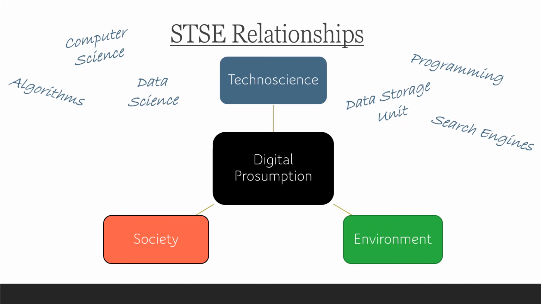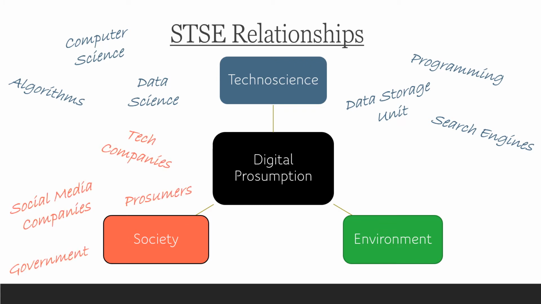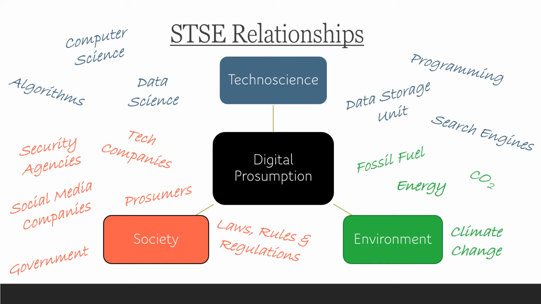Some key social players that might determine possible outcomes of prosumption include tech companies and social media companies, prosumers, government and security agencies, and related laws, rules, and regulations. In terms of environmental entities involved, one might think of energy consumed, fossil fuel, carbon dioxide, and climate change. Although all these entities affect and are affected by prosumption to a certain degree or another, some key players, like tech and social media companies, might be more influential on prosumption regulation and outcomes than other entities involved. Therefore, it's important that prosumers and citizens in general take counteractions to minimize the negative consequences of digital prosumption.